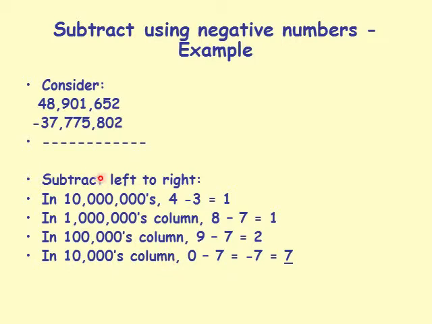In the 10,000 column, we have 0 minus 7. This is the deficient column, and 0 minus 7 is -7. We would denote that as underscore 7. Okay?